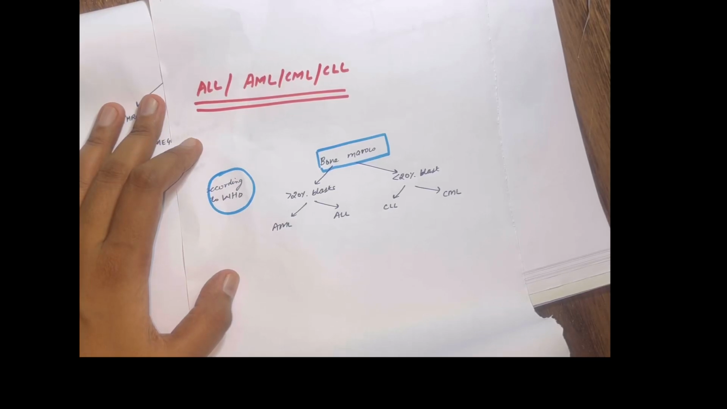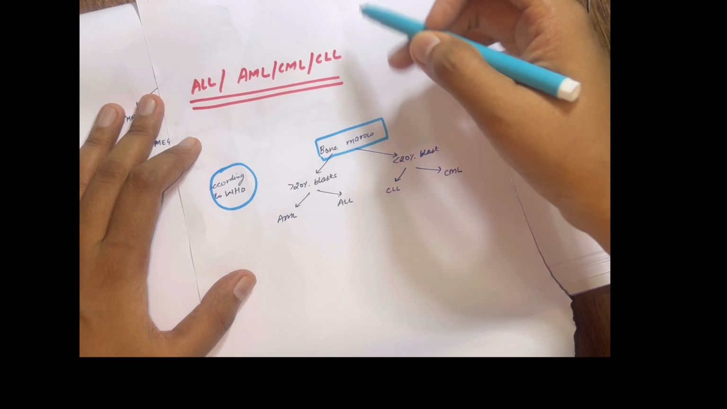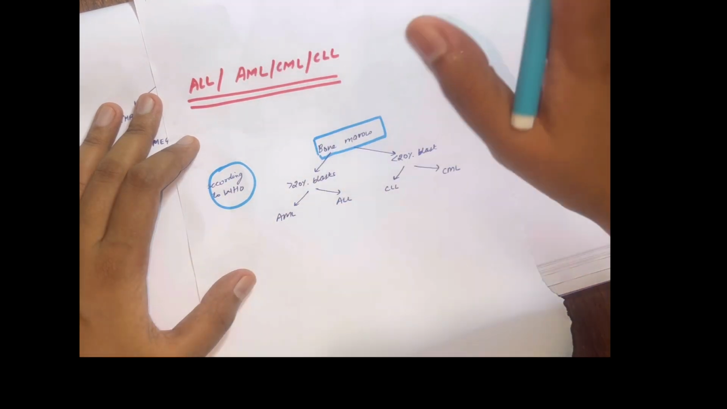So hello people, today we are going to learn about ALL, AML, CML and CLL. So basically you should know what is ALL, AML, CML and CLL. You should know the difference between how you are going to diagnose each of these.